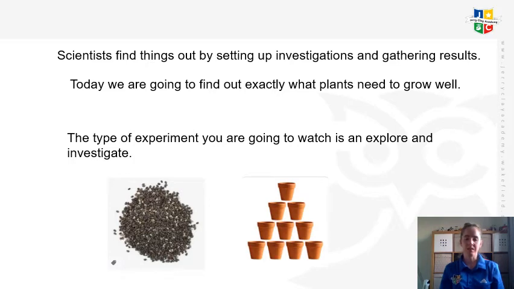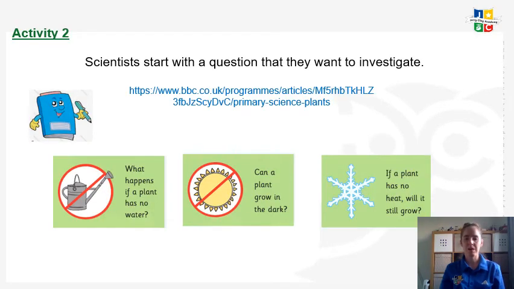Now the type of experiment that you are going to watch is an experiment that is called an explore and investigate type of experiment. When looking at plants and how they can grow successfully, scientists would start with a question they want to investigate. So on the screen in front of you, you can see 3 different questions that could be used. There are more, but these are just 3 examples of questions that could be used to investigate plants.